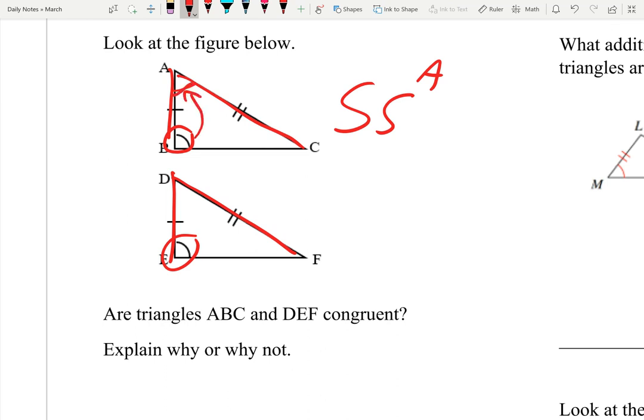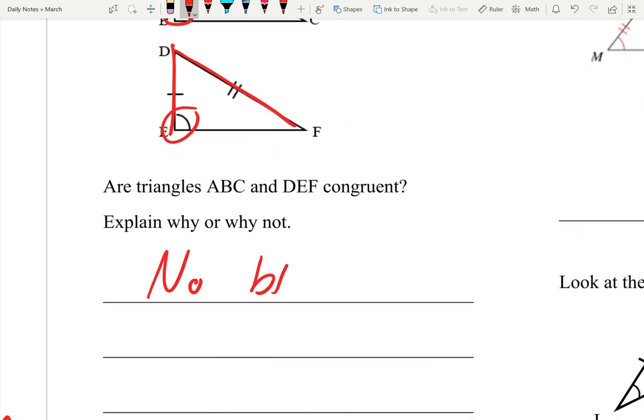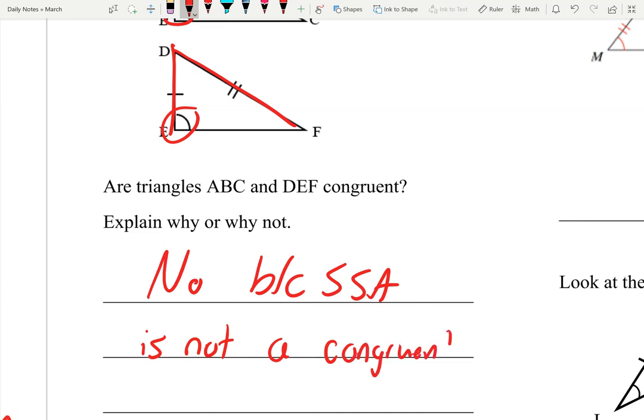The angle that connects the two sides is over there. So again, if the angle's not connecting the two sides, then we don't have side angle side, we have side angle. So what we're going to say here is no, because side angle is not a congruent postulate.